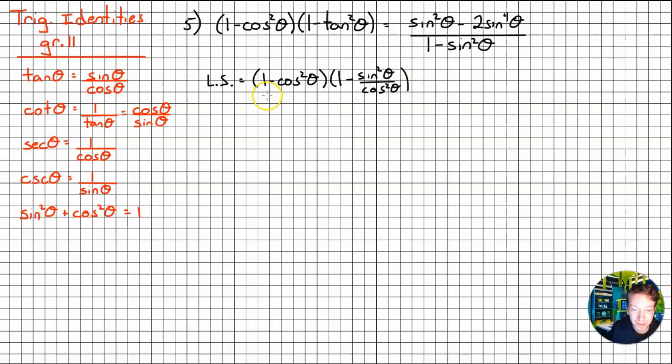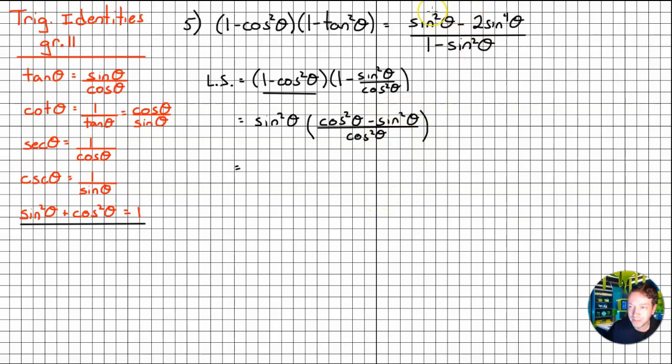Now, let's remember our trig identities. 1 minus cos squared theta, if we take this identity here and rearrange it, 1 minus cos squared theta is just sine squared theta. And then inside of here, if we want to subtract these fractions, we need a common denominator. So that can be cos squared theta. So we'll have cos squared theta minus sine squared theta, all divided by cos squared theta.